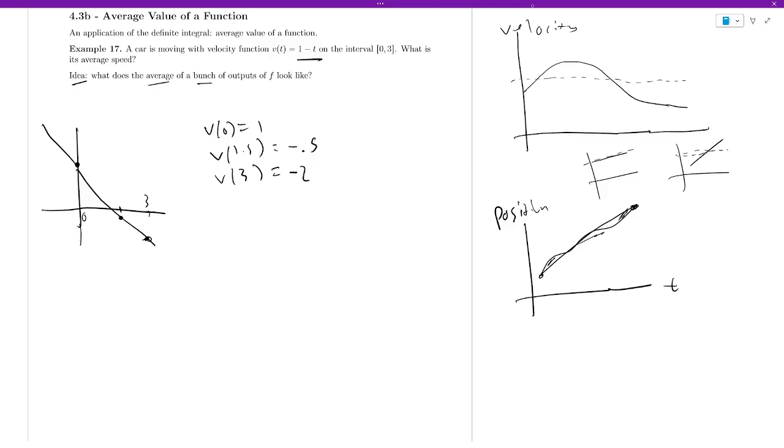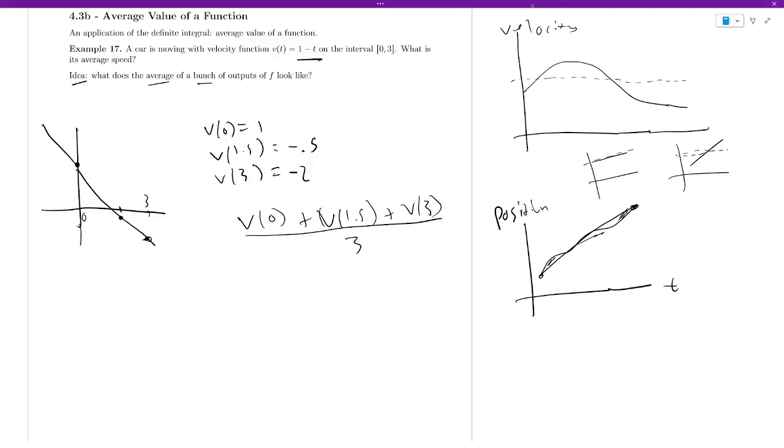So here's 3 outputs, right? I'm thinking about the average output. So let's just average them. How do I average? I add them up, v of 0, v of 1.5, v of 3, and divide by how many there are. I divide by 3.